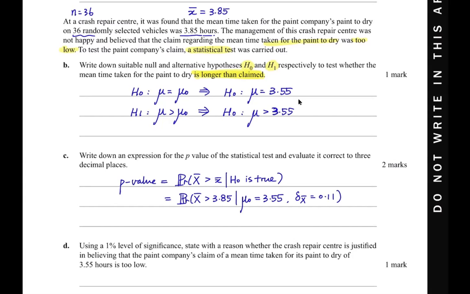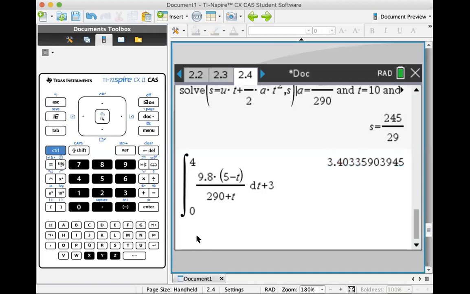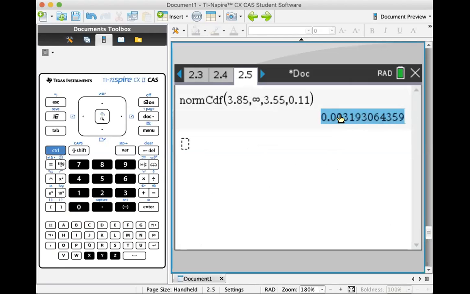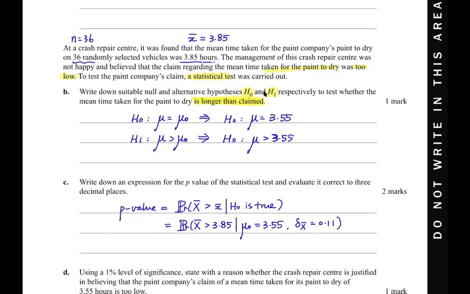Now it's time for us to use the CAS calculator and evaluate this expression. So norm CDF, 3.85 comma infinity, 3.55 and 0.11. This is great. This is way smaller than 0.05. We want to evaluate that to 3 decimal places.